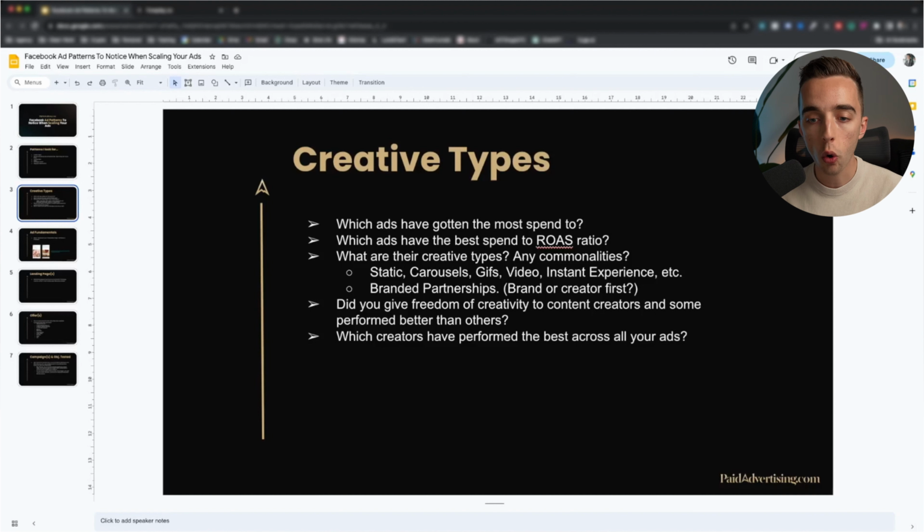So I'm going to look at all the best winning ads on the account and see if there are any patterns that I can notice here. Maybe heck, 70% of them are static. So I'm like, all right, that's good to note, right? Statics seem to work better on that account.